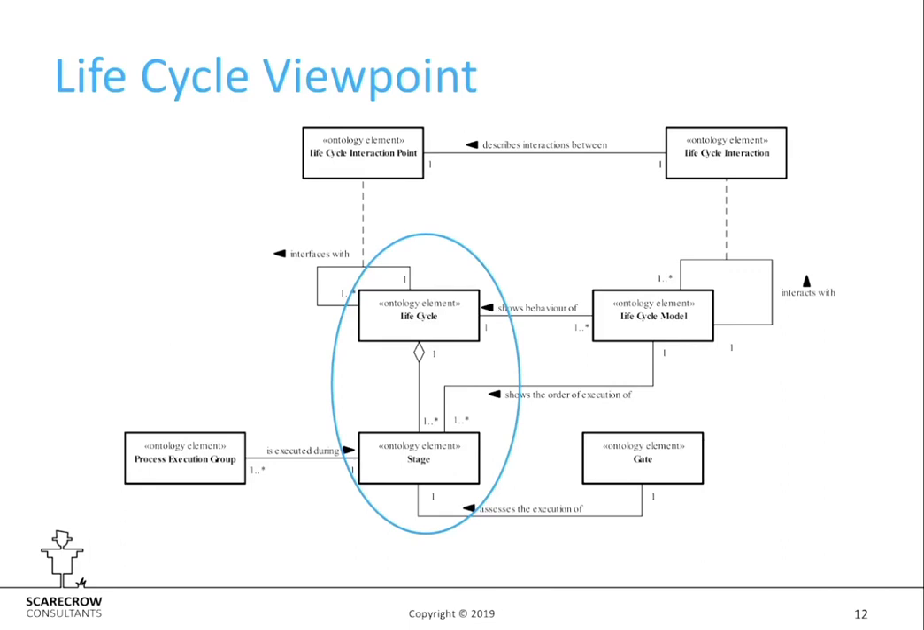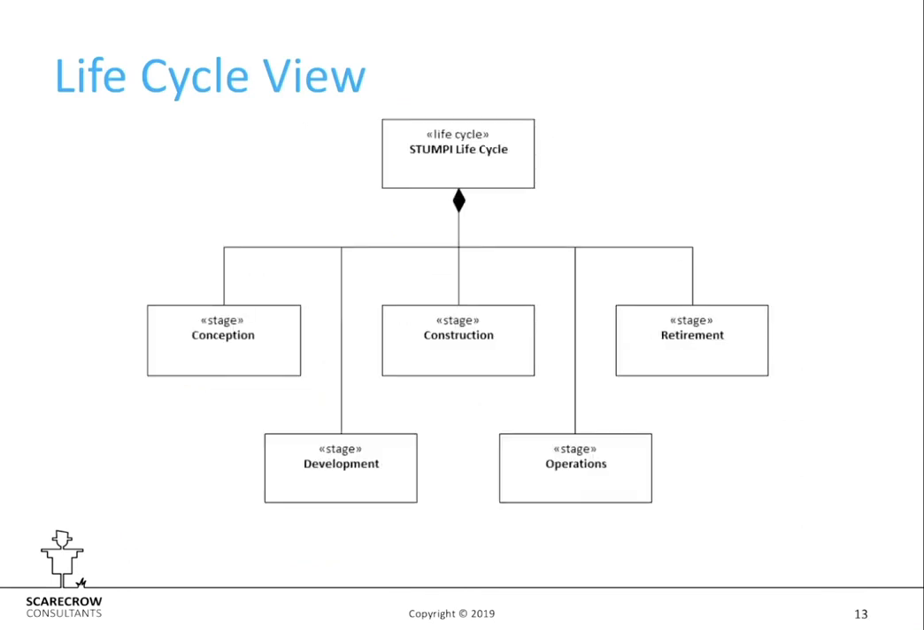I haven't included the process execution group. You can extend it if you want to include that, and we would, but some people have that as a separate viewpoint. But essentially, you've got your life cycle viewpoint. It's a structural view. It's a static view. It identifies the stages in the life cycle, and if those stages are broken down further, you can add on typical outcomes, lists of typical processes or typical activities.